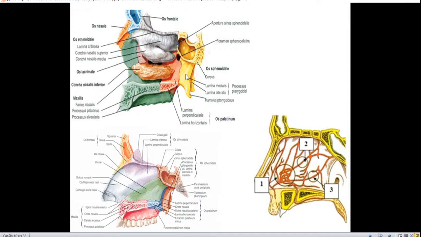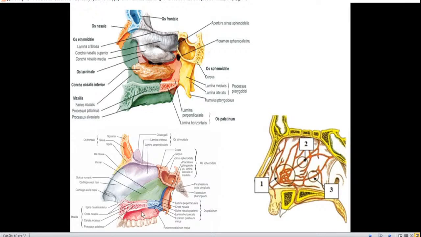When we talk about the middle wall of the nasal cavity, we mean the nasal septum. The nasal septum, its bony part, is formed by the vomer and the perpendicular plate of the ethmoid bone, and also some part of the nasal septum is formed by the septal cartilage.